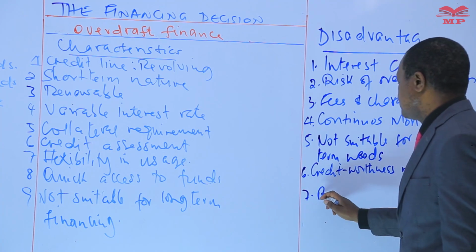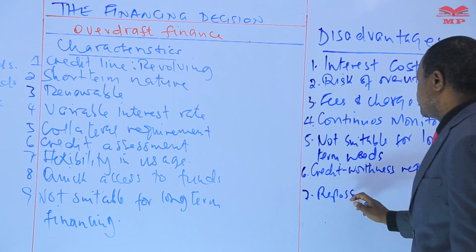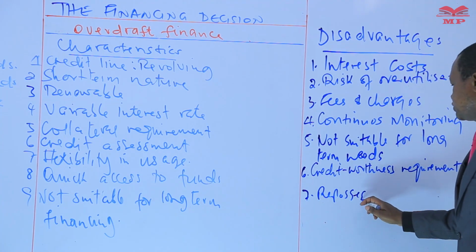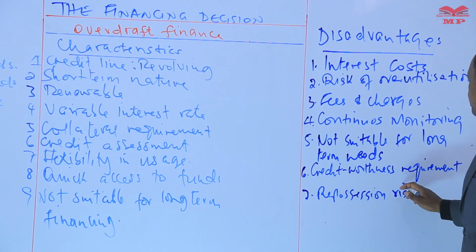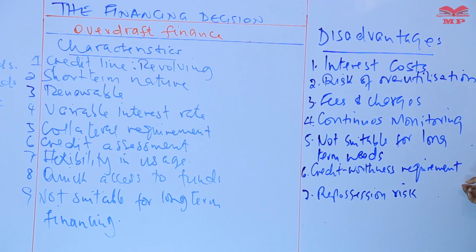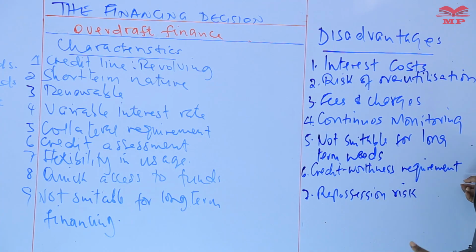Number 7, repossession risk. There is also repossession risk associated with overdraft financing. Now, while overdrafts are typically unsecured, the bank may have the right to demand repayment or reduce the credit limit if the business financial position deteriorates significantly.